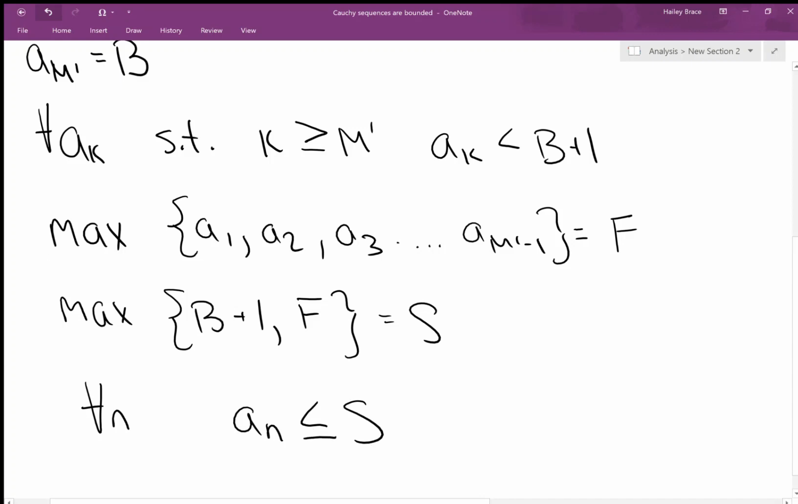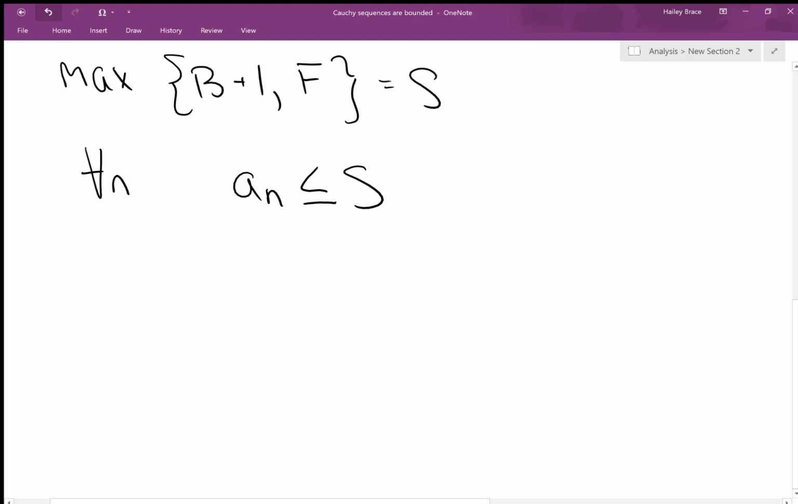So this is showing that the sequence has an upper bound, and you can very easily, either by doing another proof and looking for a minimum and doing B minus 1, or simply by doing it all in one shot with absolute values, show that it's bounded from below too. In this video, I'm just going to show that it's bounded from above, and then assume that by looking at this, if you really understand it, you can see why it's bounded from below, and you can show that.